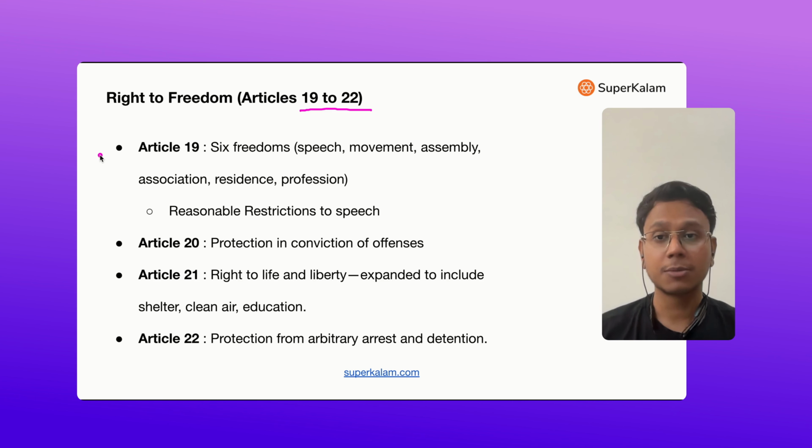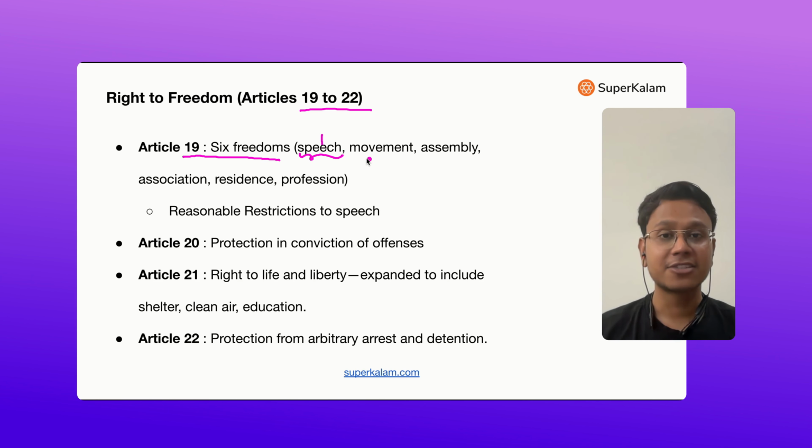Article 19 talks about 6 freedoms which every individual will get. What are these? Freedom of speech and expression. I can speak, I can express myself in a free manner. I am not living in a dictatorship. I am living in a democracy. This is the very essence of democracy. All your rights, like right to information, your right to protest, right to write freely in newspaper, they all come from this right to speech and expression.